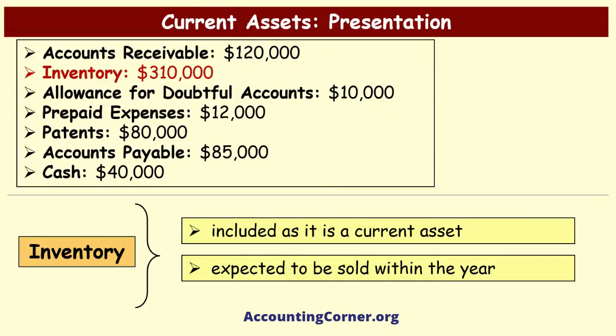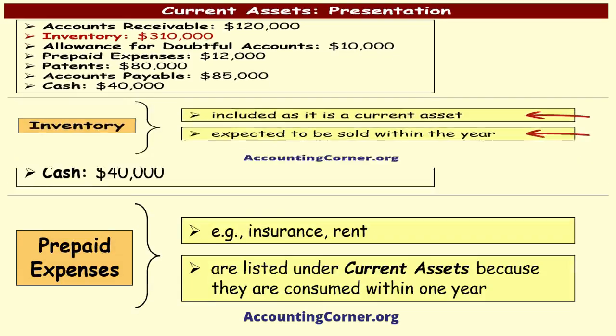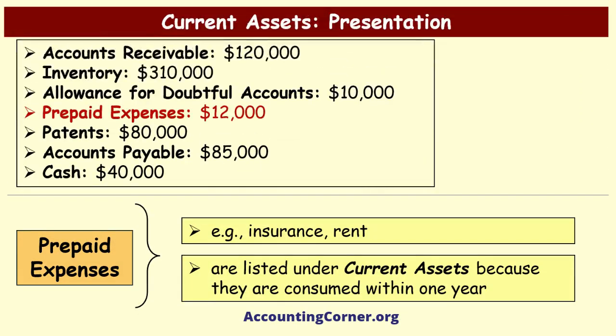Inventory is also included, as it is a current asset, expected to be sold within the year. Prepaid expenses, which might include prepaid insurance or prepaid rent, are also listed, because they are consumed within 1 year.